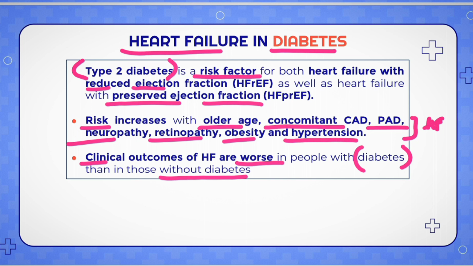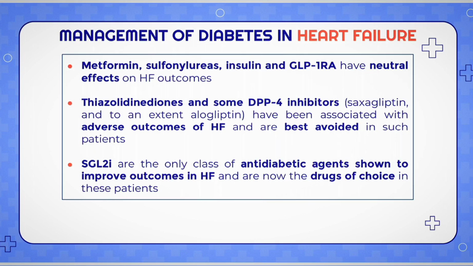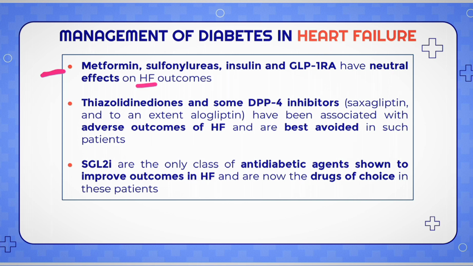There are different classes of drugs which have different effects on heart failure. Metformin, sulfonylureas, insulin and GLP-1 receptor agonists have a neutral effect on heart failure outcomes. Drugs like thiazolidinediones and some DPP-4 inhibitors like saxagliptin and alogliptin are associated with adverse outcomes of heart failure. So, such drugs should be avoided in any patient with heart failure.